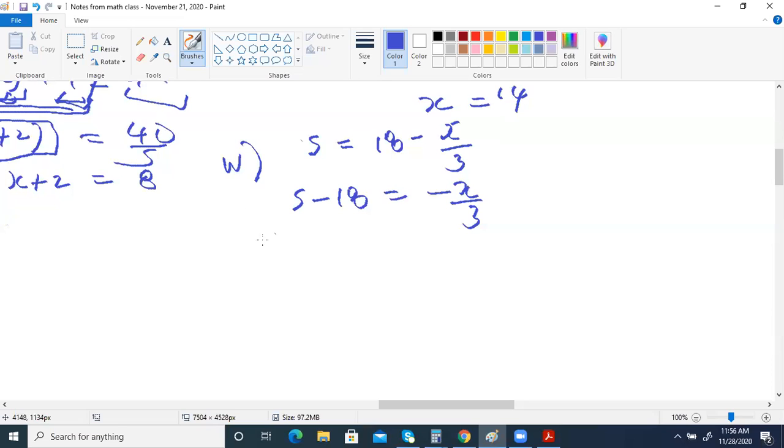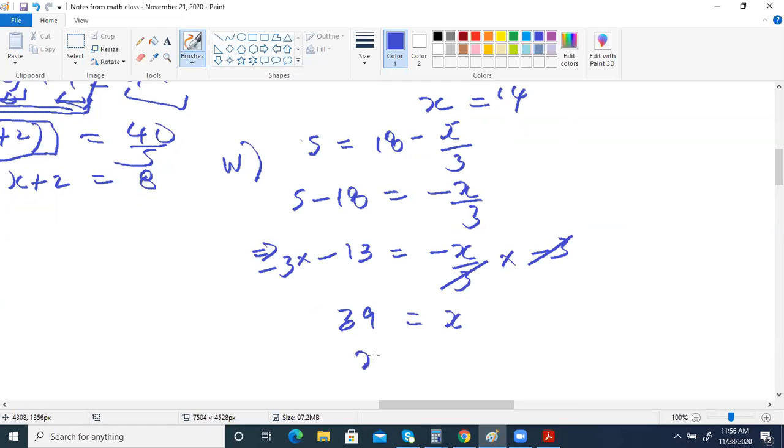This becomes negative 13. Then I multiply both sides by negative 3 because I want to get a positive x when you're done, right? So you have x, and this is 39. So this is x equals 39.